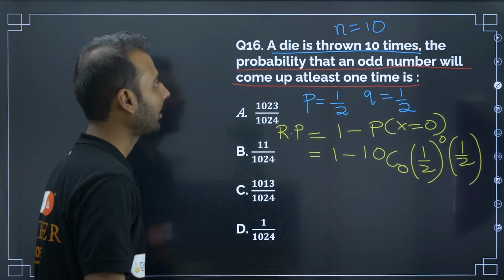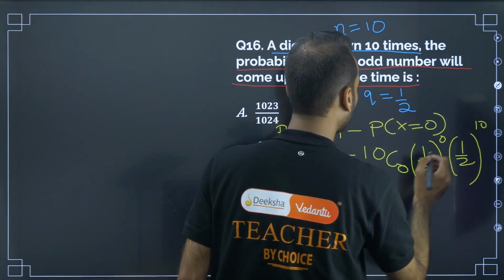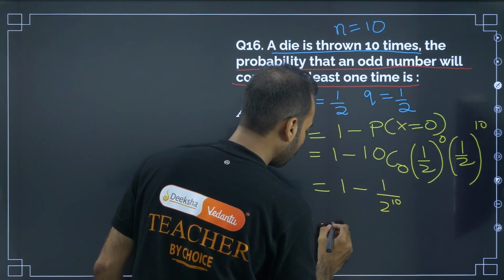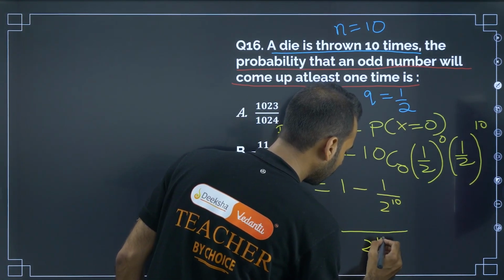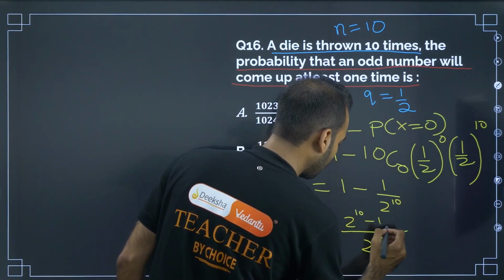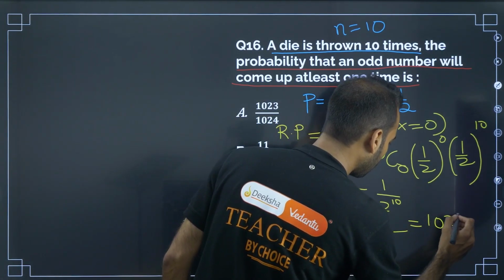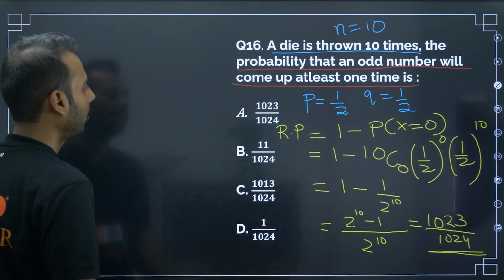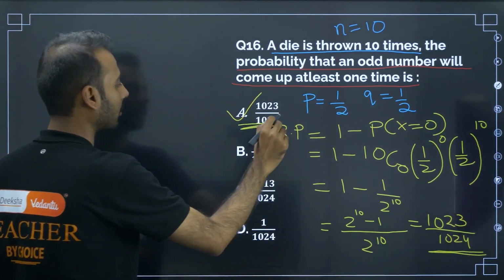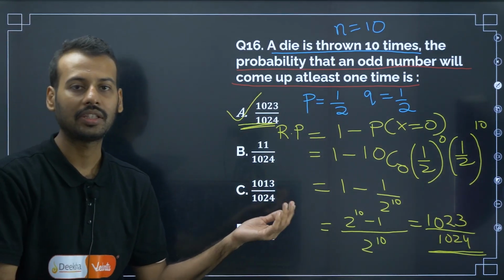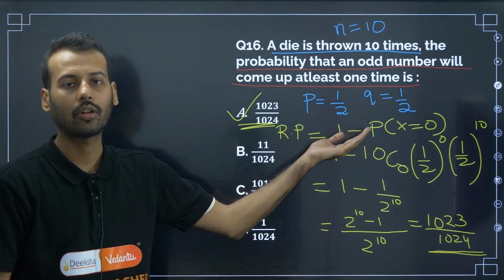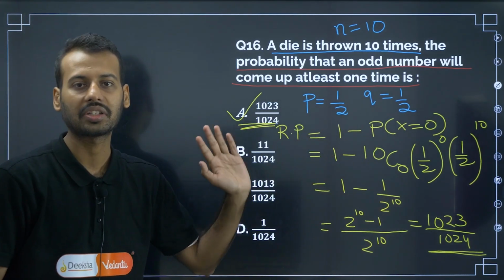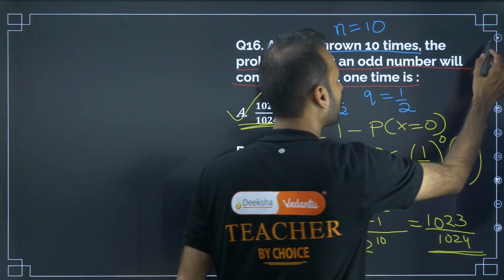N minus x is, n is 10. So here we are left with 1 minus 1 by 2 raised to 10. So this is equal to 1024. So 1024 minus 1 is equal to 1023 divided by 1024. So A is the answer for this. Again, easy question. Basic calculations like Bernoulli trials, if you know, small calculations, within 30 or 40 seconds, you can handle this question. Moving on to next question.